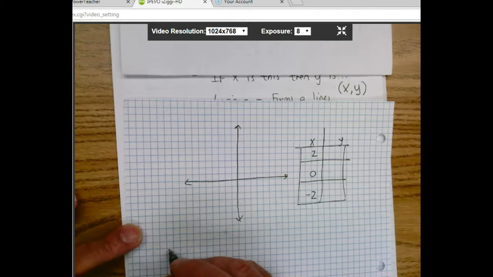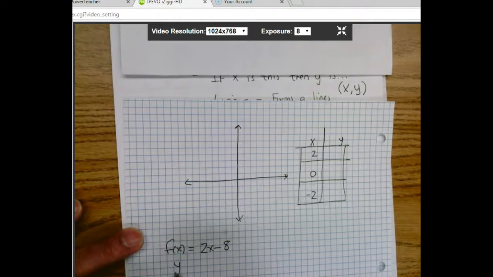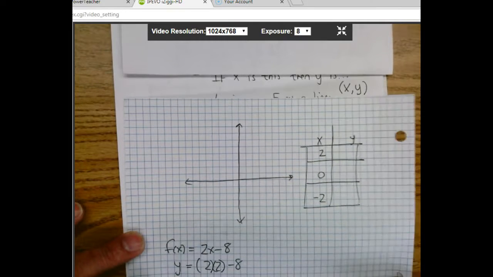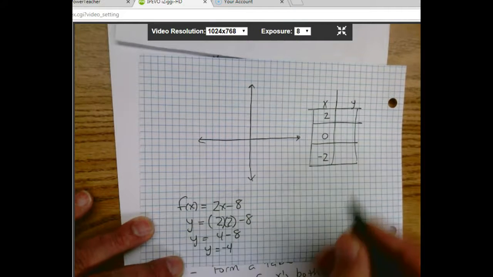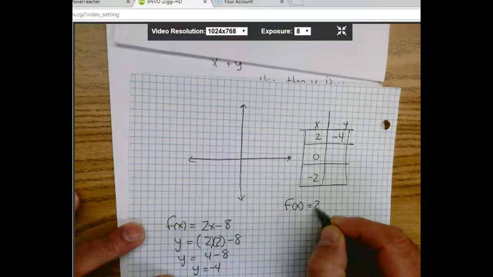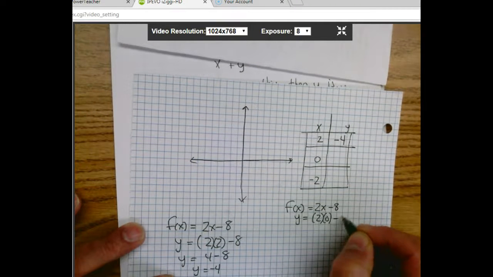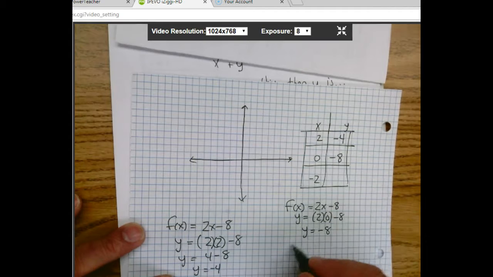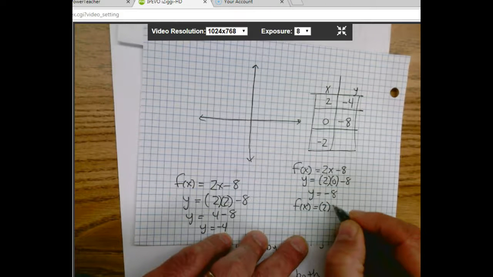So if I have f of x equals 2x minus 8, I could just change this to y because that's really what it equals. So y equals 2 times 2 minus 8, that's y equals 4 minus 8, and then y equals negative 4. So I have that one. Then I could do the next one, where x equals 0. So 2 times 0 minus 8, and that's going to cancel, right? And y is negative 8. Then we can make x equal to negative 2. So we're going to say f of x equals 2 times negative 2 minus 8.